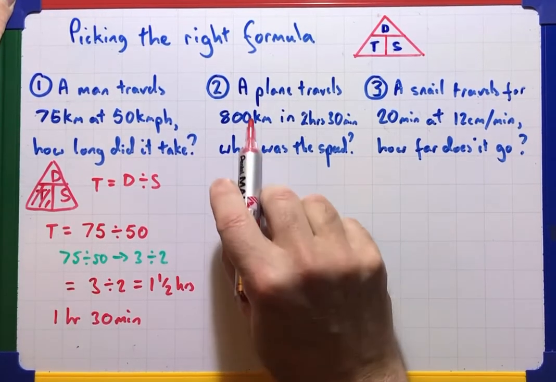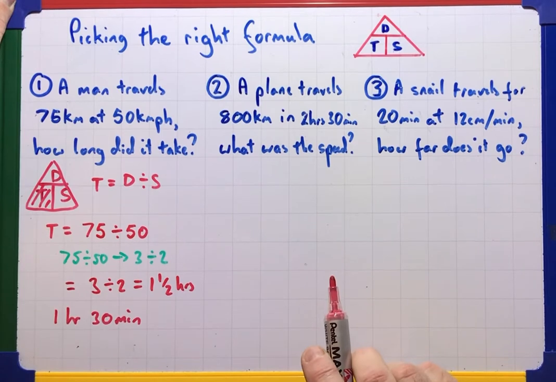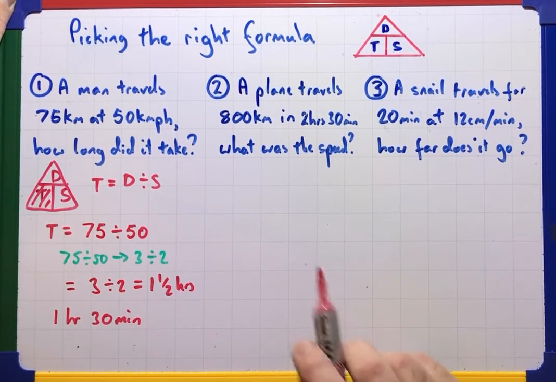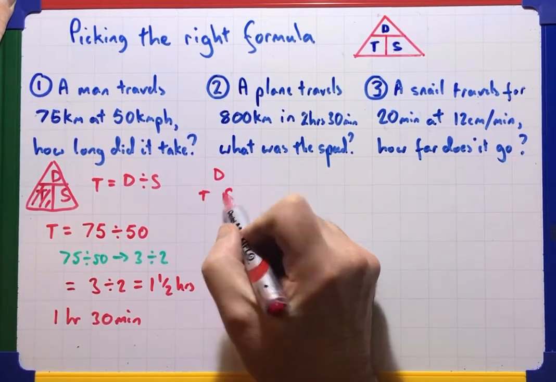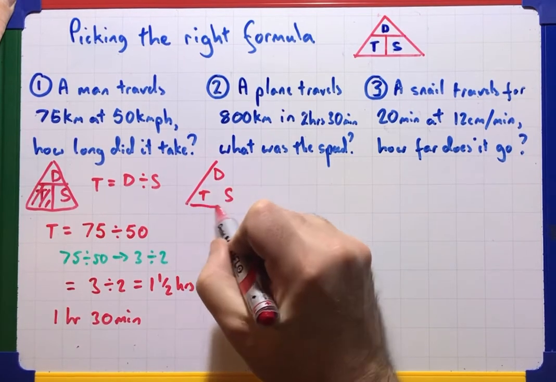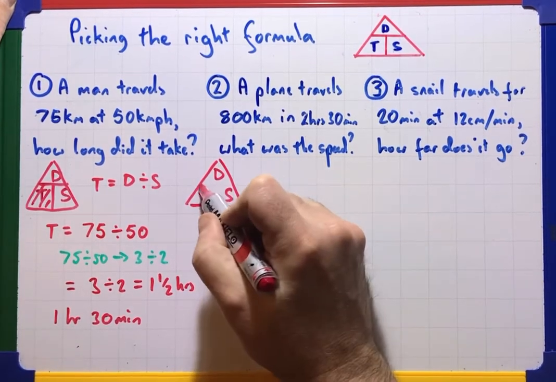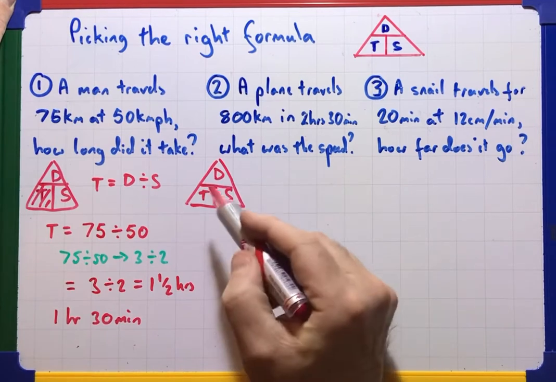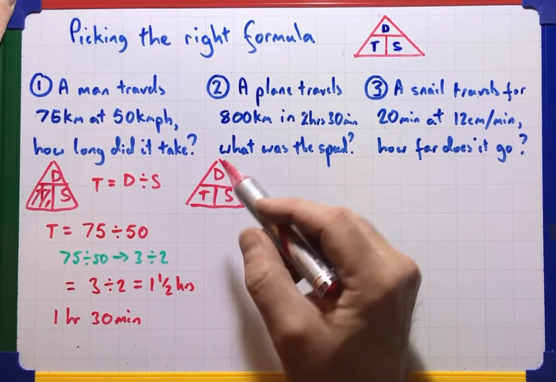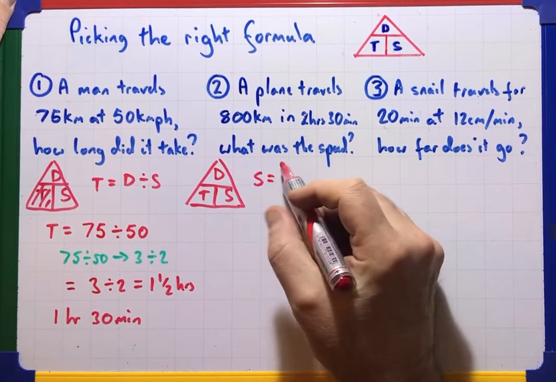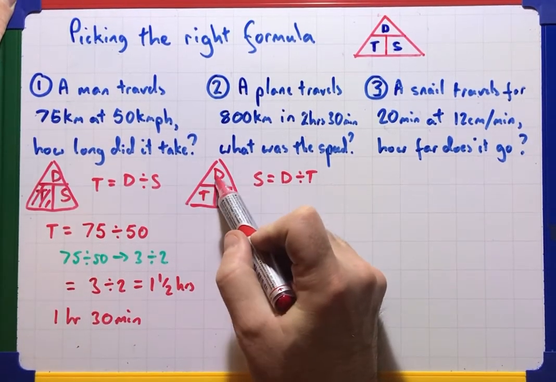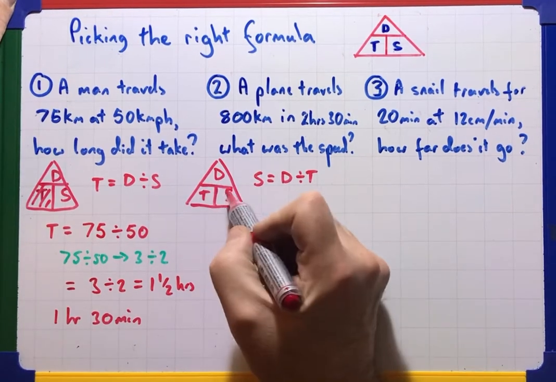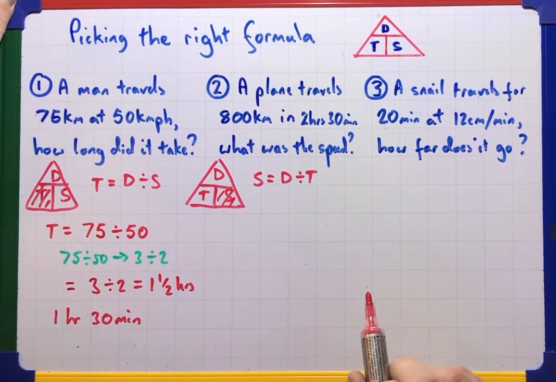The second one, we've got a plane travels 800 kilometers in 2 hours and 30 minutes. What was the speed? Well, we've been asked for the speed this time. Now, if we look, speed is distance over time, yeah? So speed is distance divided by time, yeah? Distance over time, so distance divided by time, because we are after the speed there.